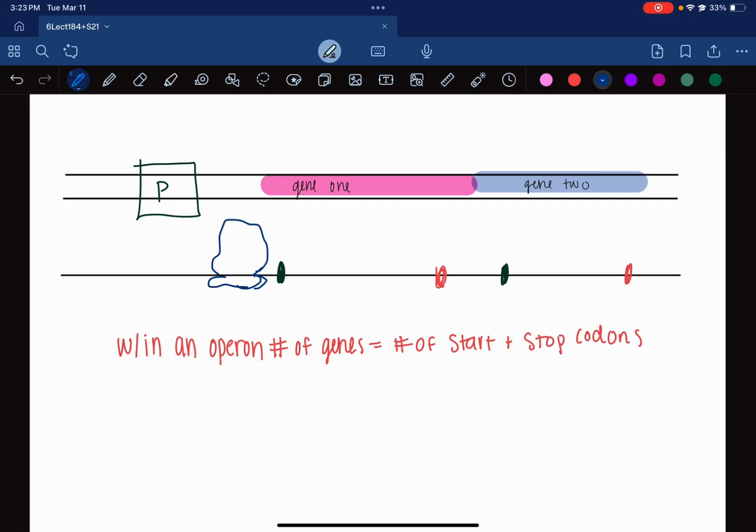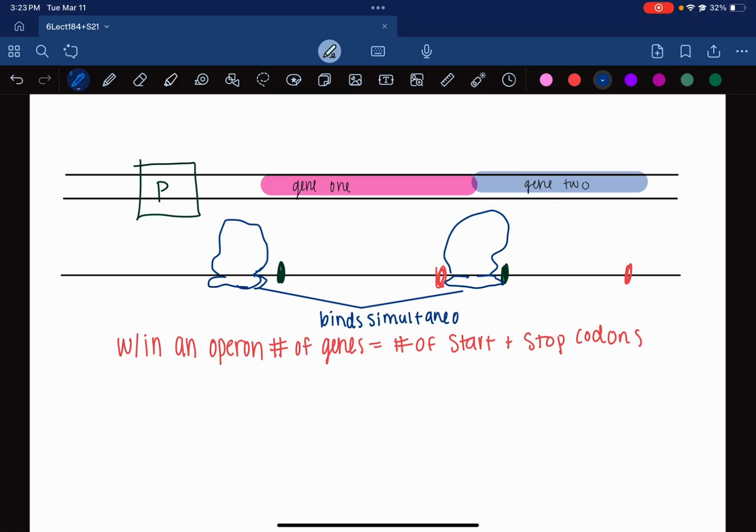Then, simultaneously, you're going to have another ribosome binding to this ribosome binding site and making some other polypeptide. So I'm basically, from one transcript, getting two polypeptides knocked out simultaneously, and also, technically, in a polyribosome.